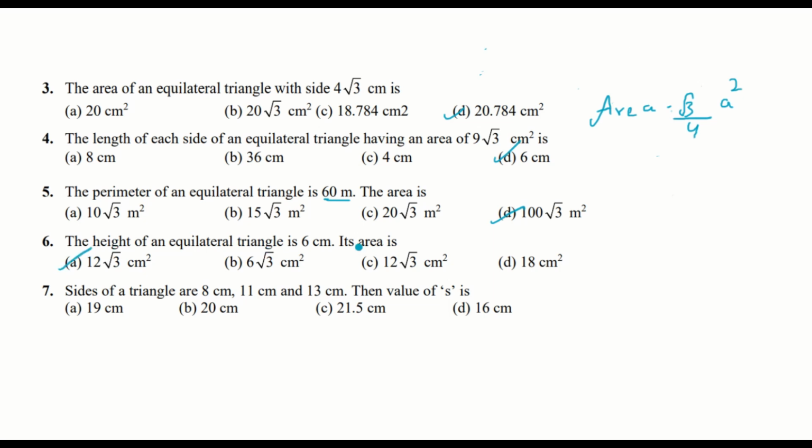There are two options that are correct in this, both A and C, which is 12 root 3. And next, the sides of the triangle 8, 11 and 13, the value of S. S is equal to 8 plus 11 plus 13 divided by 2. Perimeter divided by 2. So 8 plus 11, it's 19. 19 plus 13, which is 32. 32 divided by 2 is 16.